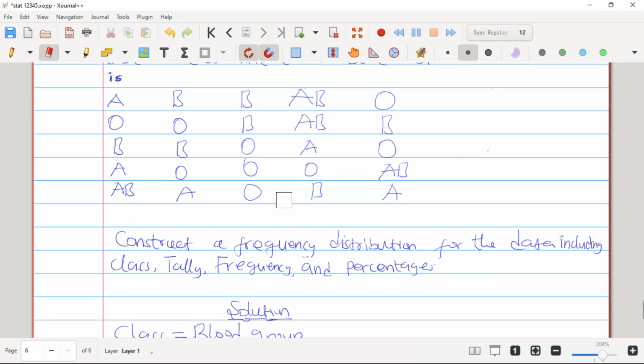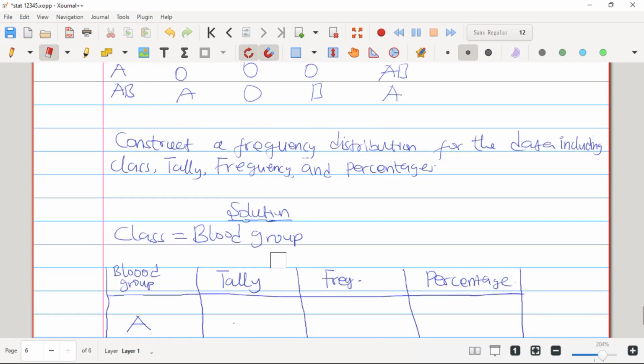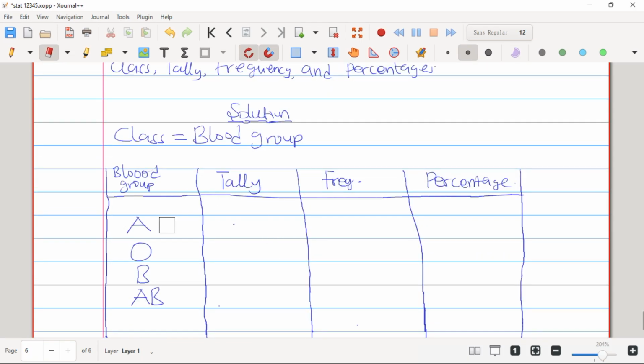Yes. And then the follow-up question is telling us to construct a frequency distribution for the data, including the classes, tally, frequency, and percentages, right? So this is what they want to see in the frequency distribution. So we have to draw our table nicely like this. Here will be the class, here will be the tally, frequency, and the percentage, as it was given to us.